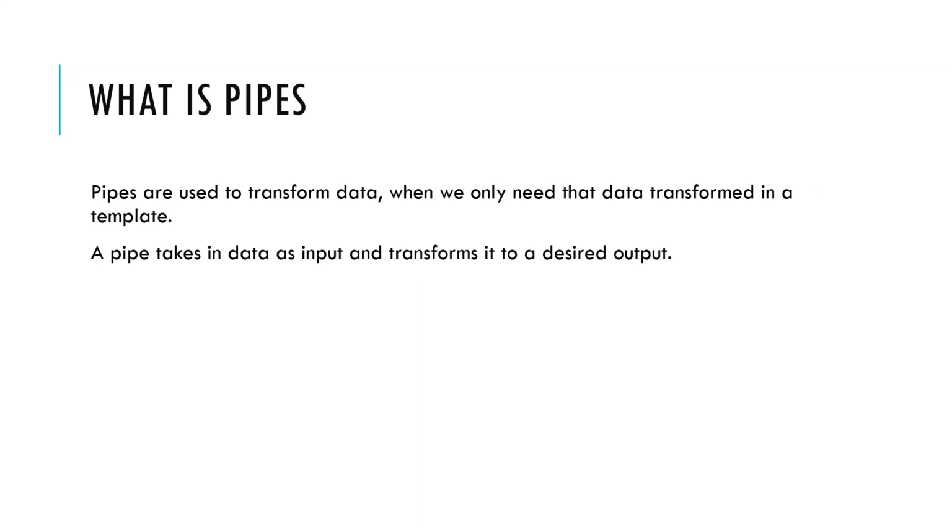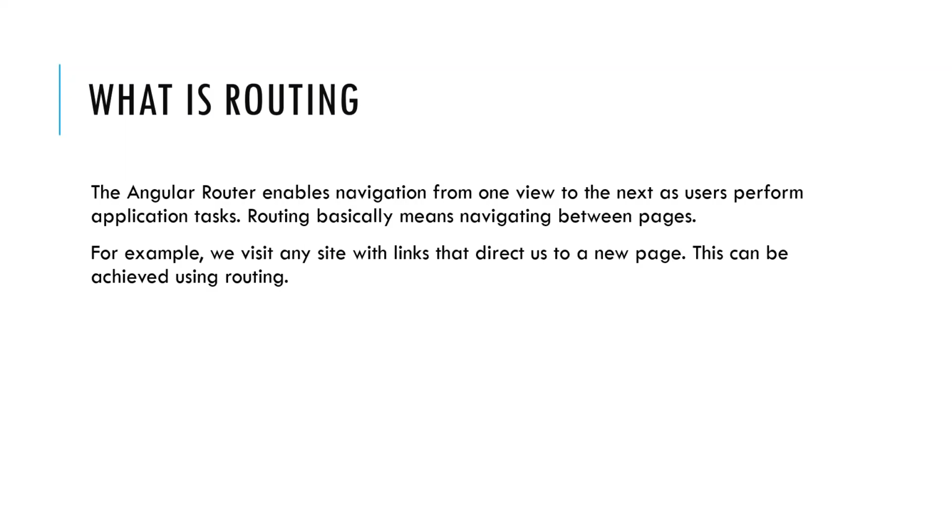So what are pipes? Pipes are used to transform the data when we only need the data transformed in a template. A pipe takes the data as input and transforms it to the desired output. So what is routing? The Angular router enables us to navigate from one view to the next as the user performs application tasks. Routing basically means navigating between the pages.